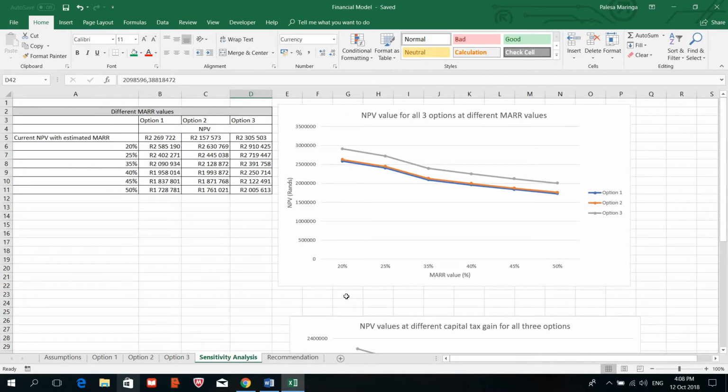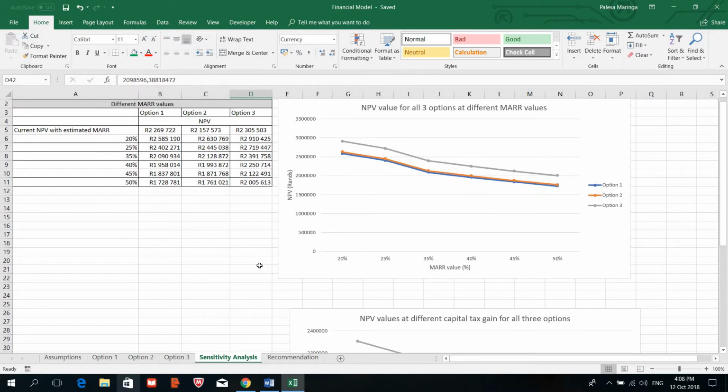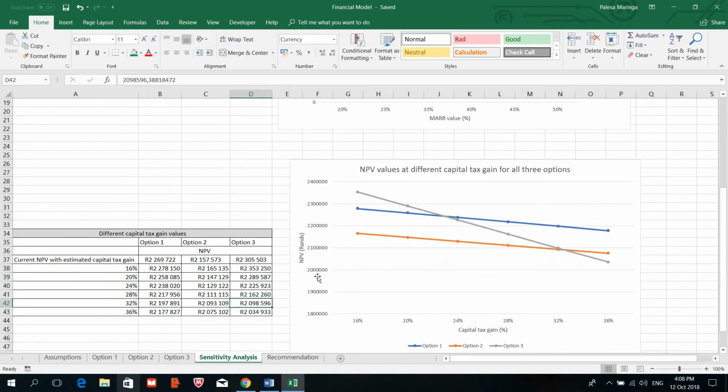A sensitivity analysis was conducted on the MARR, and it's evident that if the MARR increases, that means your risk increases, your net present value decreases, but still option 3 was the most lucrative. We did a sensitivity analysis on the capital tax gain, and it doesn't matter that there's a break-even point because you're going to invest in the beginning. You're going to sell your property in the beginning.